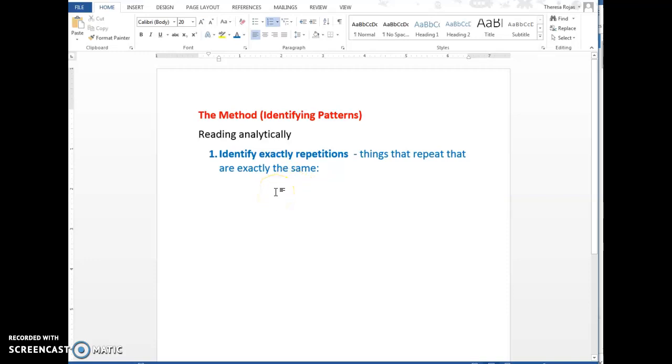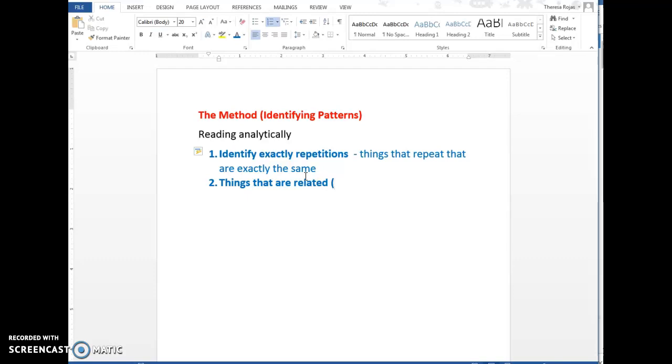If you were reading a novel, you might look for repeated sentences in a poem. For example, the I Have a Dream speech. I have a dream. I have a dream. So that is repeated over and over again, but it's exactly the same wording. The second one is look for things that are related.